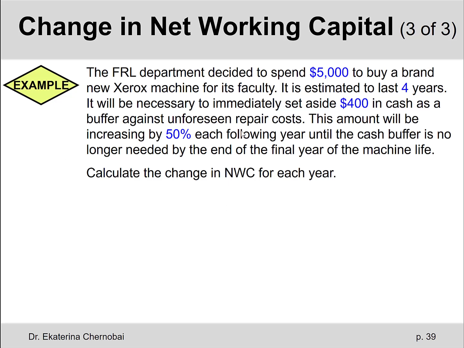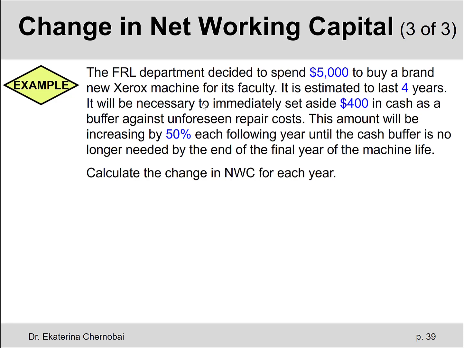Let me use just cash, kind of the easiest one to think about, to explain how the calculations would work. So let's look at the following example. Let's say the FRL department, or maybe it's just some company's name in general, decided to spend $5,000 to buy a brand new Xerox machine for its faculty, or maybe its employees, more generally. It is estimated to last 4 years.